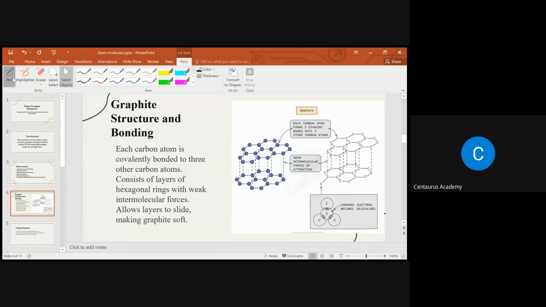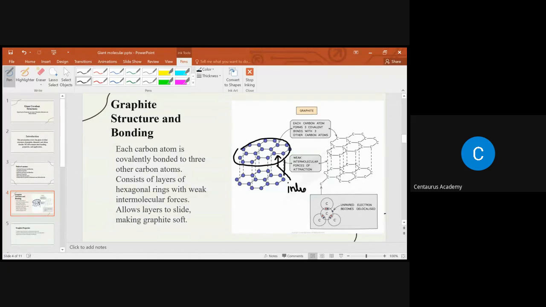shape, and it forms layers of carbon atoms, or layers of hexagonal rings, or carbon sheets, which lie one upon each other. And between these carbon sheets or layers, there are weak intermolecular forces of attraction. Okay. These dotted lines are the weak intermolecular forces of attraction. However, these solid lines are intramolecular forces of attraction.